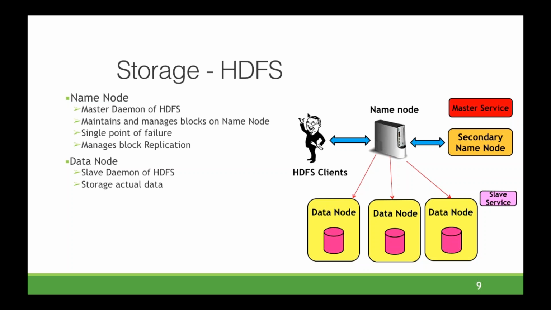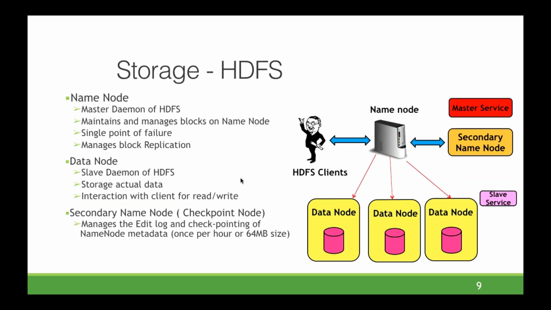Then data nodes are slave daemons. They store the actual data and interact with the client for reads and writes. The client contacts the name node saying, I want to read or write a file. The name node gives the client the information that these file blocks are present on these data nodes. Then the client goes and interacts with the data nodes and reads or writes the files.